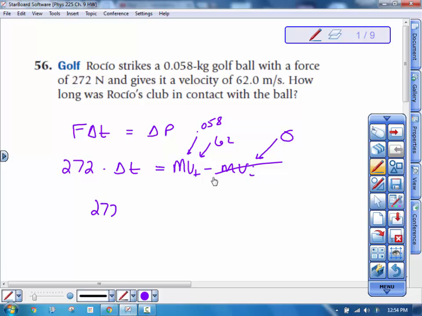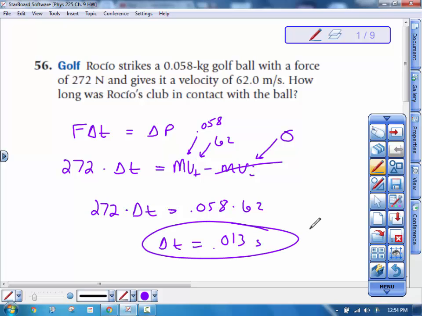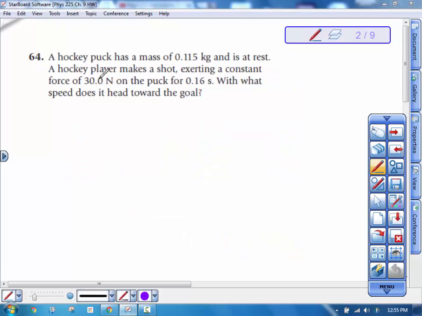So all we have is 272 times change in time equals 0.058 times 62, and we're solving for change in time, which is 0.013 seconds. That is the length of time the club is in contact with the ball. All right, next question then.